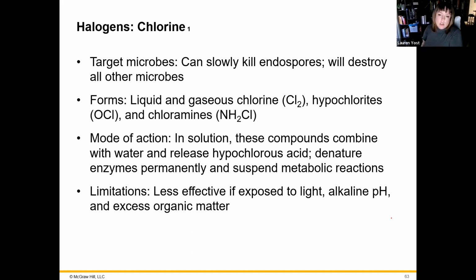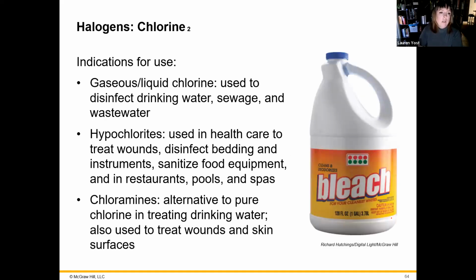Mode of action. Whenever this is in solution, the compounds combine with water. They release something called hypochlorous acid, and then they will denature enzymes permanently and suspend metabolic reactions. So that's what will happen whenever we put this in solution with water. The limitations of this: it's going to be less effective if it's exposed to light. Also, it will be less effective if it is exposed to alkaline pH. Remember, pH is very important for the function of a lot of these molecules, especially when we're talking about acids. And then excess organic matter can also make it less effective.